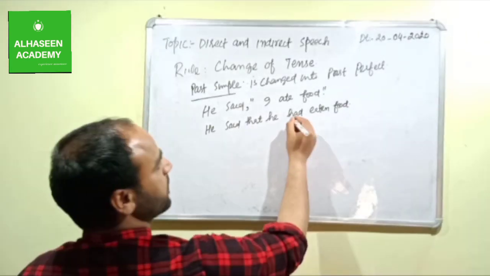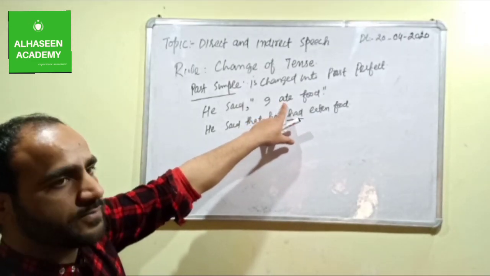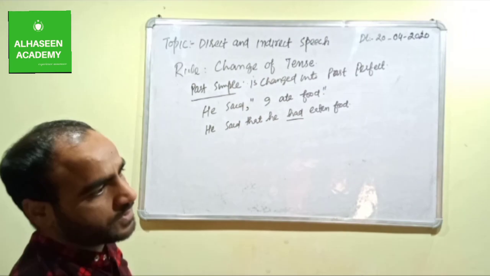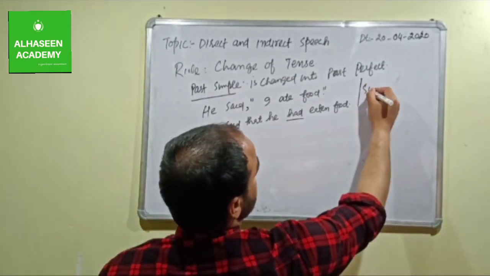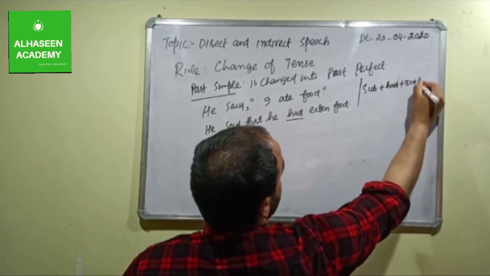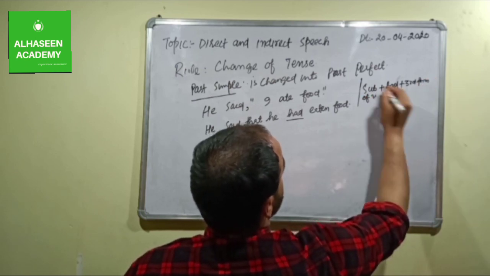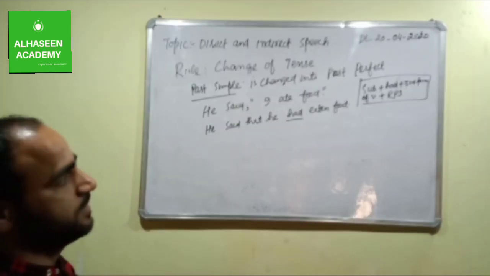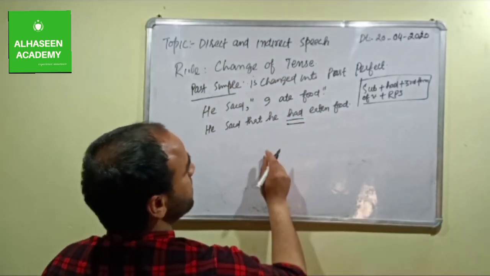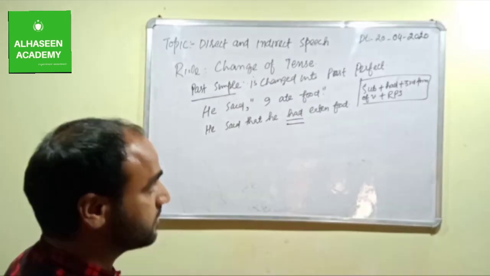Past perfect: the formula for the past perfect is had. So we have to put had and change the second form, ate, into the third form. What is the formula for past perfect? Subject plus had plus third form of verb plus RPS. Now we can check whether we have converted it rightly or wrongly. So we can check the tense of our conversion. So this is the right conversion.